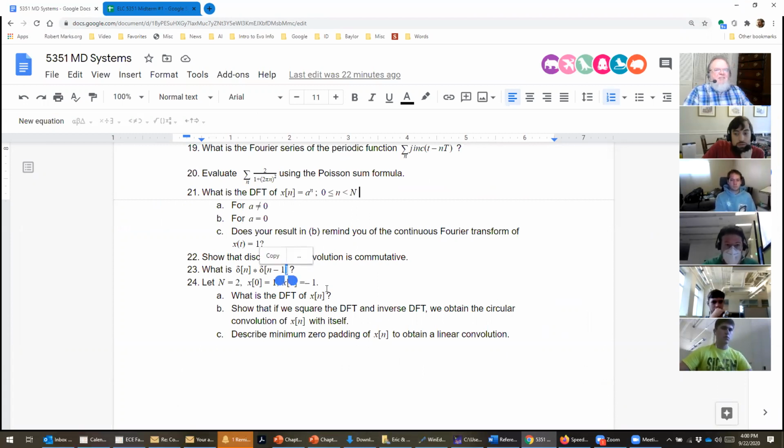This is reminiscent of the problem that we had to do with Dirac deltas, isn't it? Is it a trick question or is it as easy as it looks? No, it's incredibly easy. Okay, good.